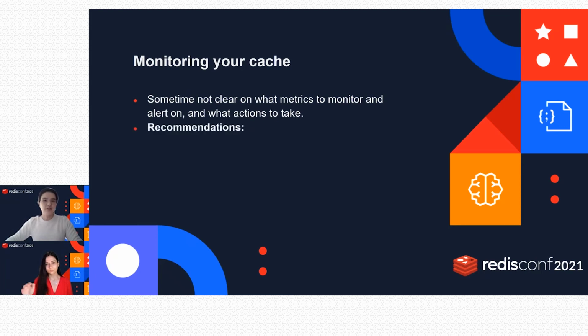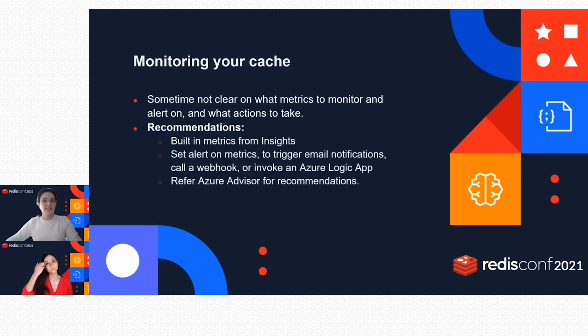Our recommendation is to use the built-in metrics from Insights in Azure Monitor and set alerts on the metrics. Currently, we support email notification, calling a webhook, or invoking Azure Logic Apps for your IT automation, for example, scaling up as needed. We also provide Azure Advisor for recommendations. This is a pretty unique feature, which is based on the traffic pattern to your Redis cache and prescribes recommendations on what action you can take next.